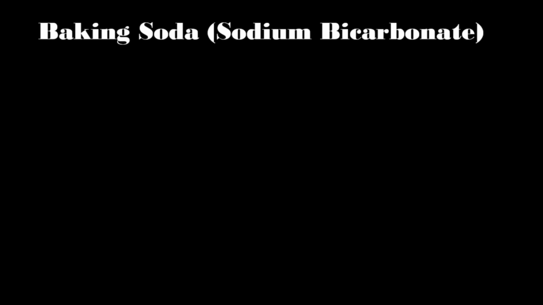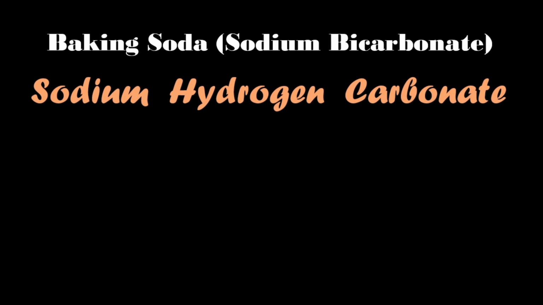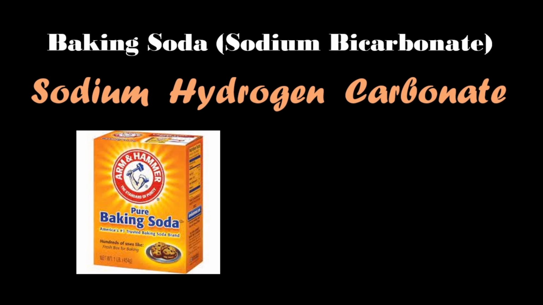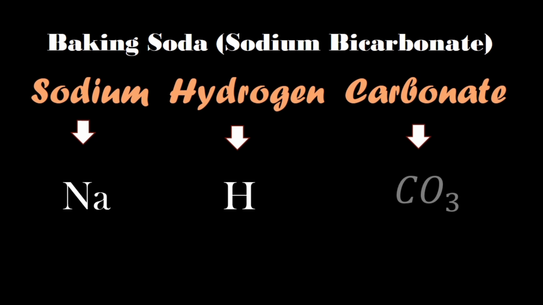To write the formula for baking soda, it's helpful to know that baking soda is called sodium bicarbonate. That's a bit of an older name though. The modern name that we use is sodium hydrogen carbonate. And if you know this, it's pretty easy to name. For sodium, we know that the symbol is Na, hydrogen is H, and then carbonate, you need to look that up on a common ion table. It's CO3. It's a polyatomic ion, so the carbonate is CO3.